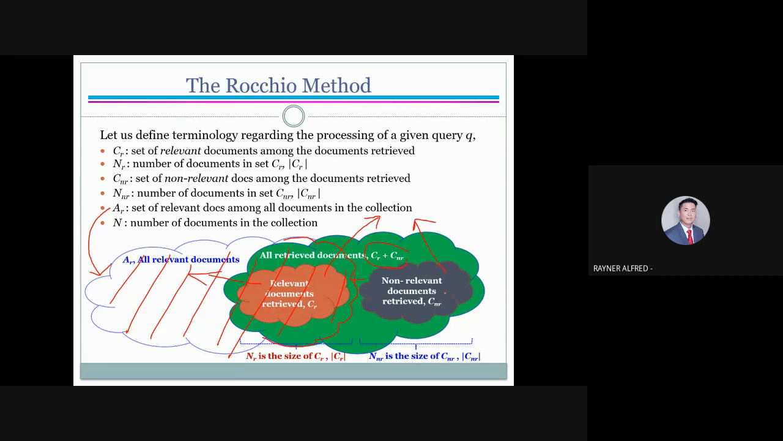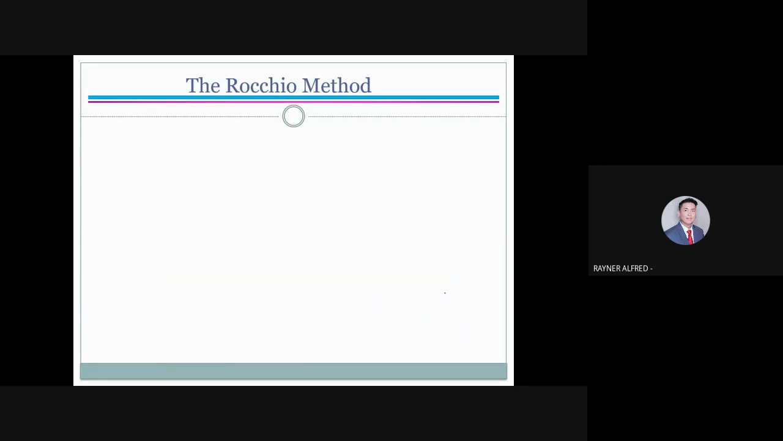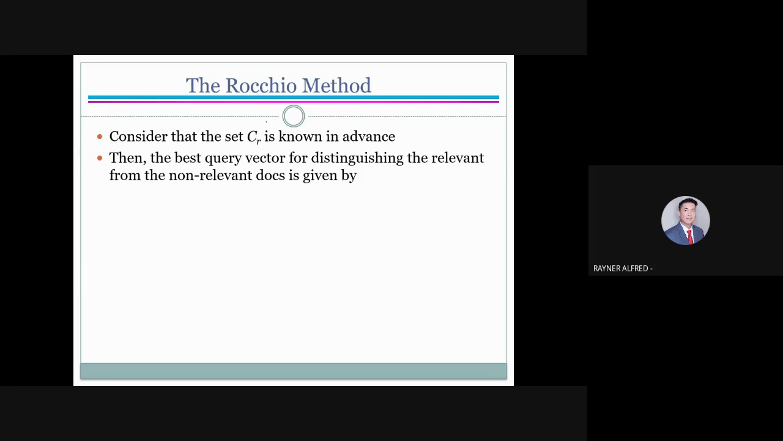So by having this knowledge, we can use it to move the initial query to a position in which it is closer to the relevant documents but away from the non-relevant documents. So consider that the set CR is known in advance. We know already in advance this is a set of relevant documents because of this. Then the best query vector for distinguishing the relevant from the non-relevant documents is given by this formula.